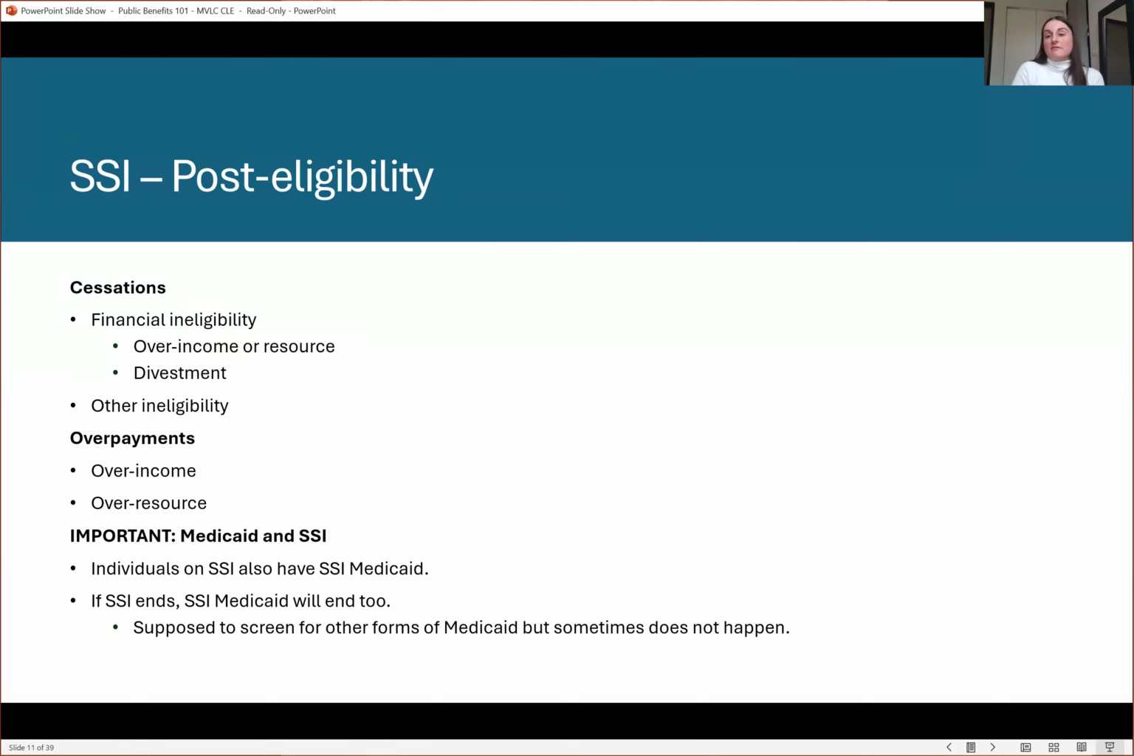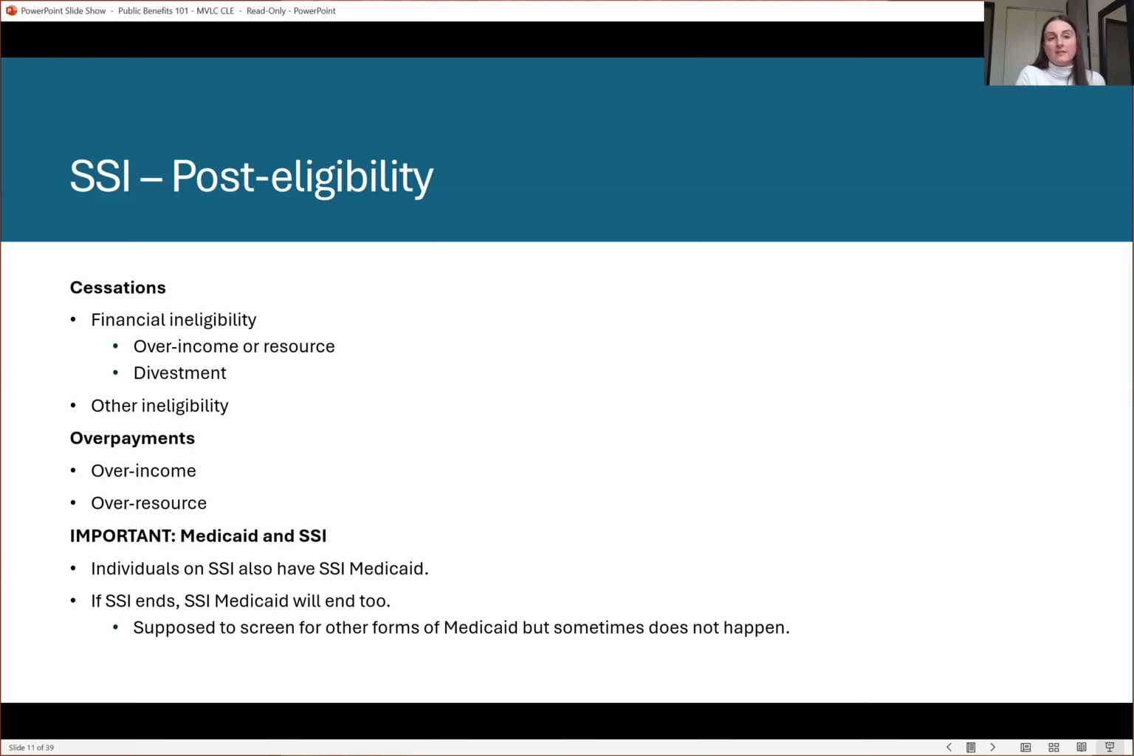There's also divestment concerns with SSI. It's not a complete cessation. In most cases, it's really just a penalty period that you have to go through. If you get a deposit of money and you're worried it's going to affect your SSI eligibility, push you over the resource limit, so you give it away to someone as a gift or something, that would be considered a transfer for below the fair market value and thus a divestment. And you'd be subject to some period of time where you can't get your SSI benefit checks.